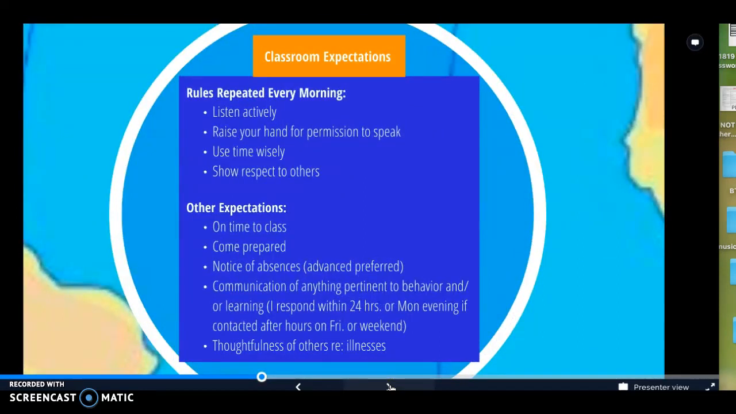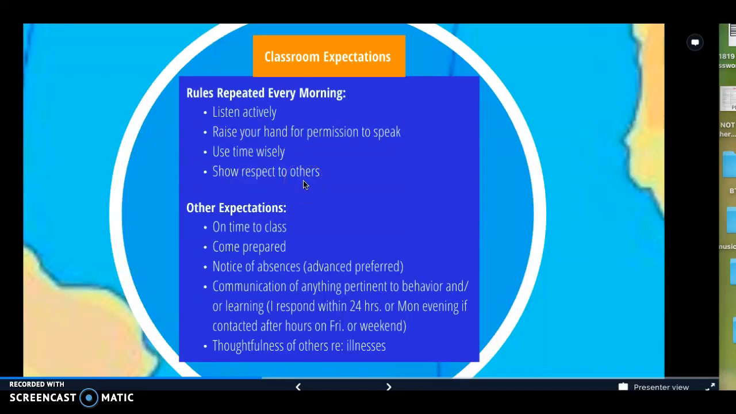All right, and then classroom expectations. Every morning, your students will be repeating this as part of their morning meeting. They are going to be listening actively in class. They're expected to raise their hand for permission to speak, use their time wisely, and show respect to others.